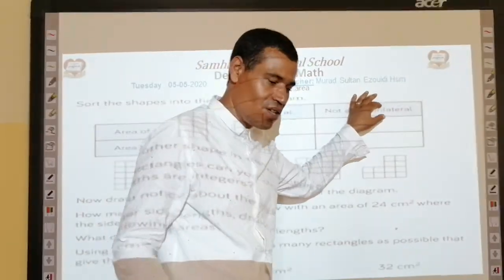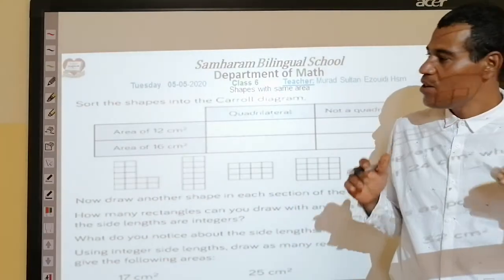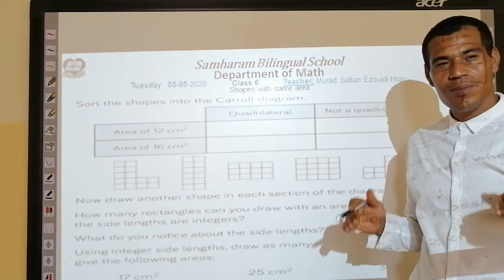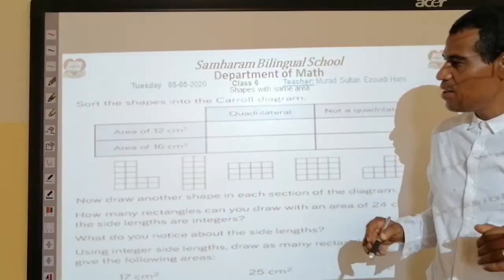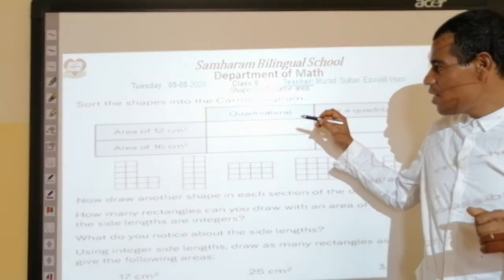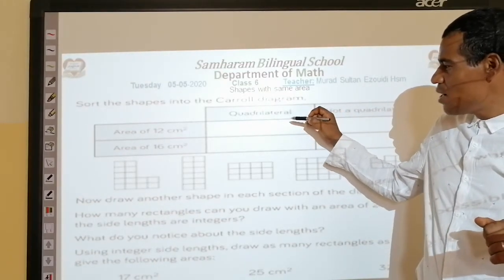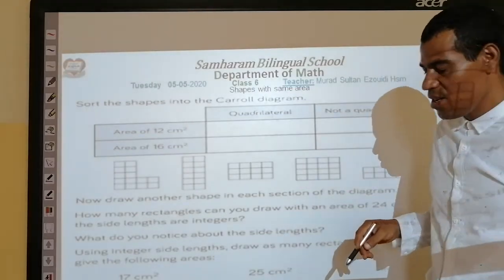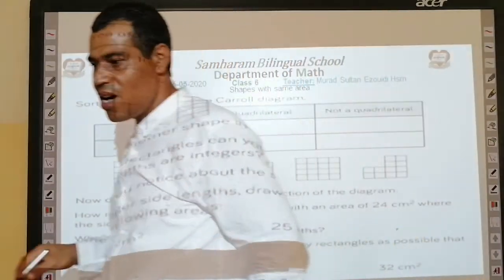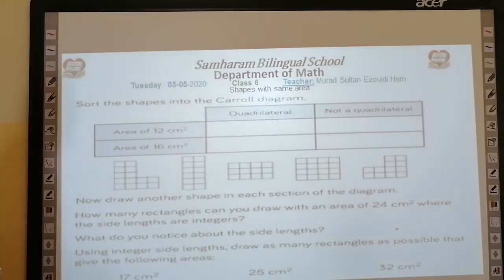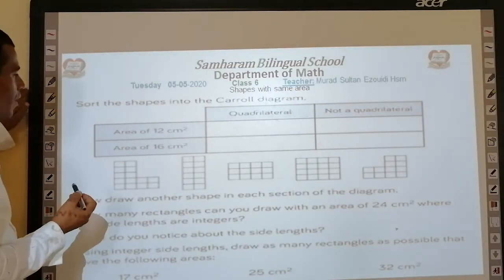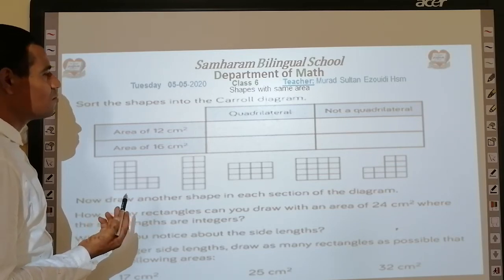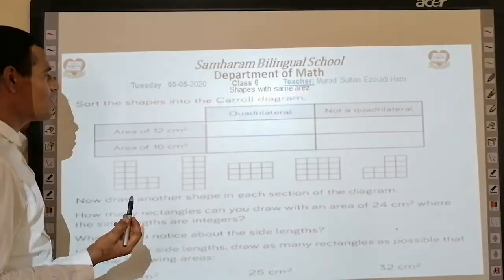A quadrilateral is a polygon that has specifically 4 sides. Quadrilateral means parallelogram, square, rhombus, kite, trapezium. All of these polygons are called quadrilaterals. So, area of 12 centimeters squared. How can we do it? 12 centimeters squared, for example.